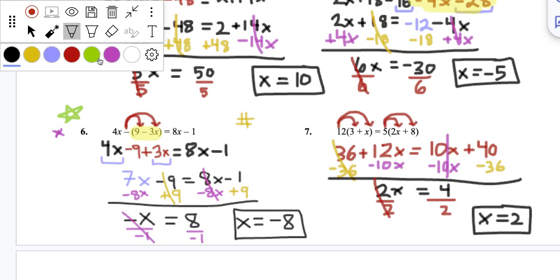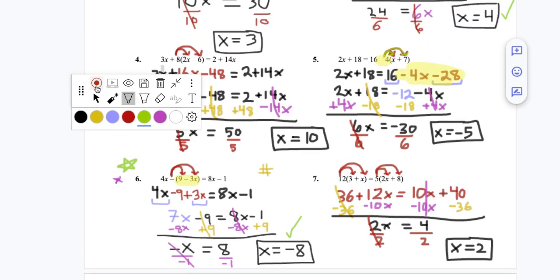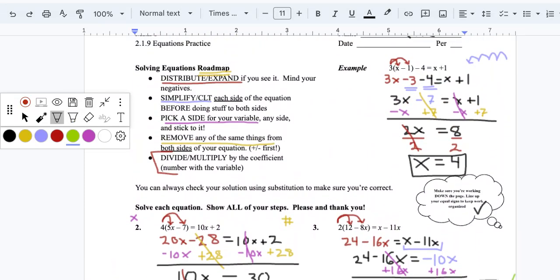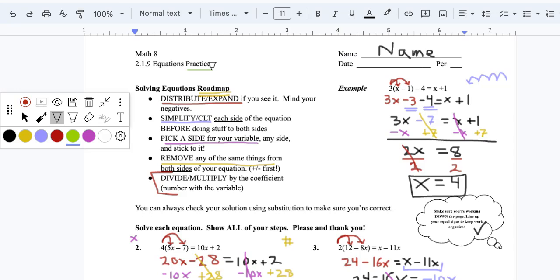So if you got that right, that is awesome. If you got at least one of these right, we're on the right track. If you got multiple right, that is even better. But remember, it's not easy. That's why we're doing something called practice.